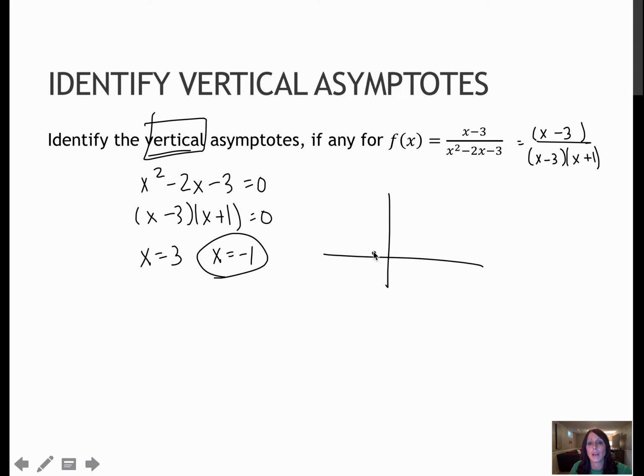So looking at my graph, I would have a dotted line there. What's happening at x equals 3? That means whatever is happening at x equals 3, there's just a hole in the graph. So this is a hole. It is not a vertical asymptote. So there's a hole at x equals 3, and at x equals negative 1, there is actually an asymptote.